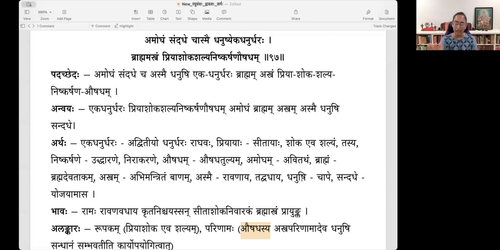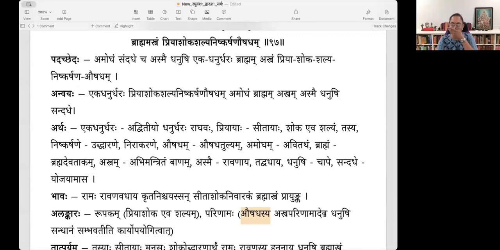Now you can't send it to someone directly, right? So you have to use the astram. So aushadham becomes the astra. Then it can be used in the bow, and then that can be sent to remove the grief. Is that clear? So then it becomes karya upayogitva. Aushadhasya astra parinamat, that is where the parinamam comes in. The upamanam changes into the upameya to become the karya upayogi.